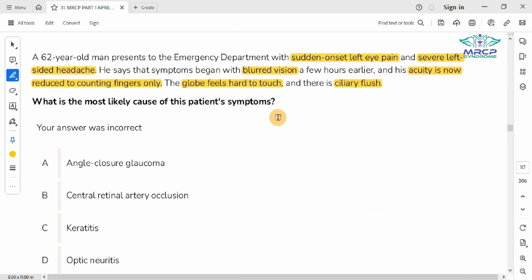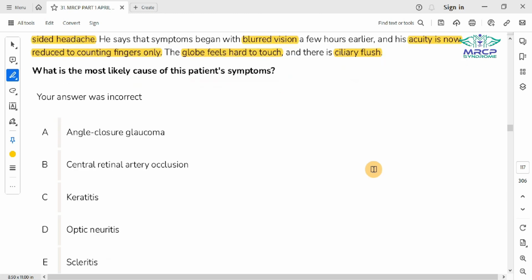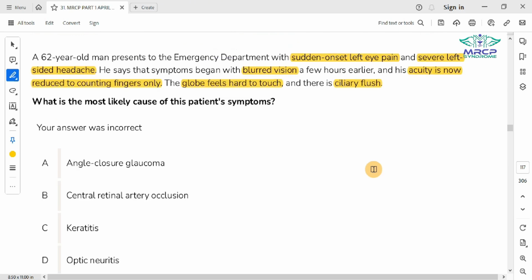What is the most likely cause of the patient's symptoms? Angle closure glaucoma, central retinal artery occlusion, keratitis, optic neuritis, and scleritis. A 62-year-old man presents to the emergency department with sudden onset left eye pain and severe left-sided headache. He says that symptoms began with blurred vision a few hours earlier, and his acuity is reduced to counting fingers only. The globe feels hard to touch, and there is a ciliary flush. So, what is the most likely cause of the patient's symptoms?